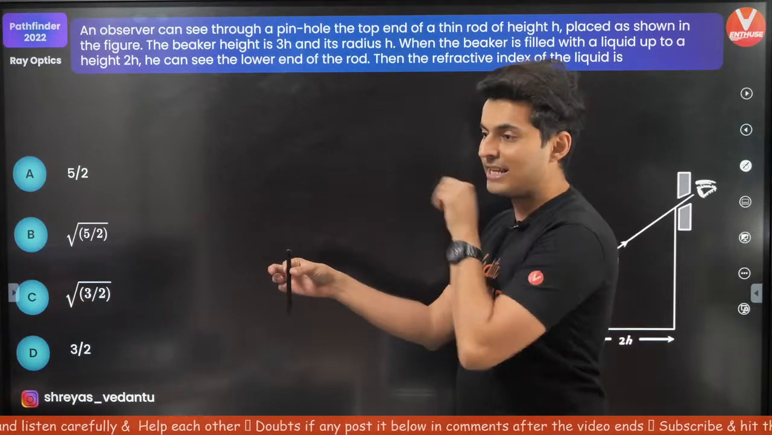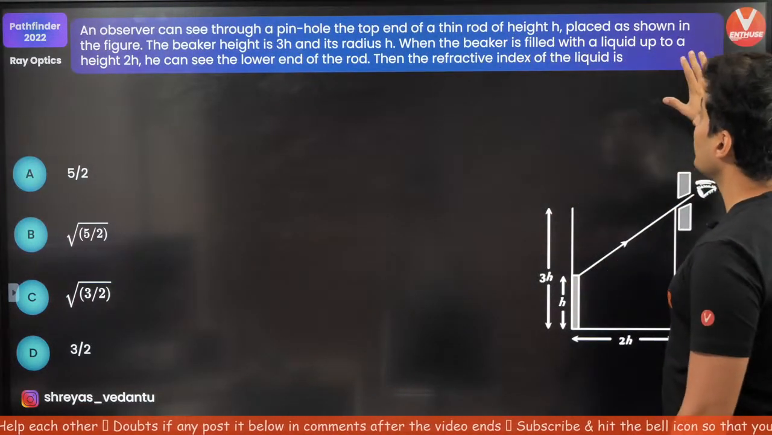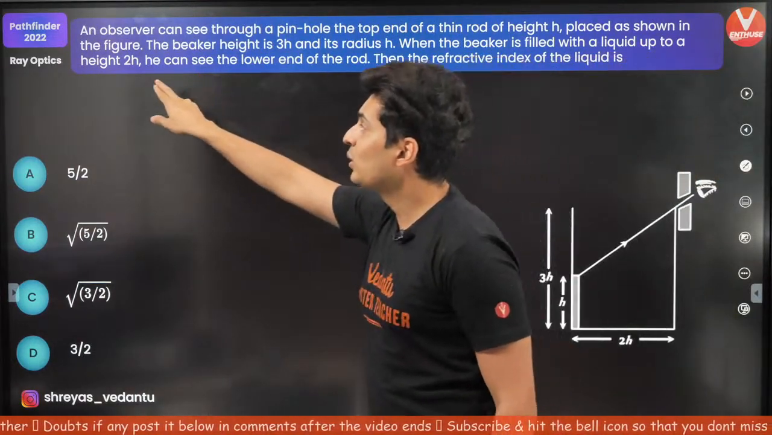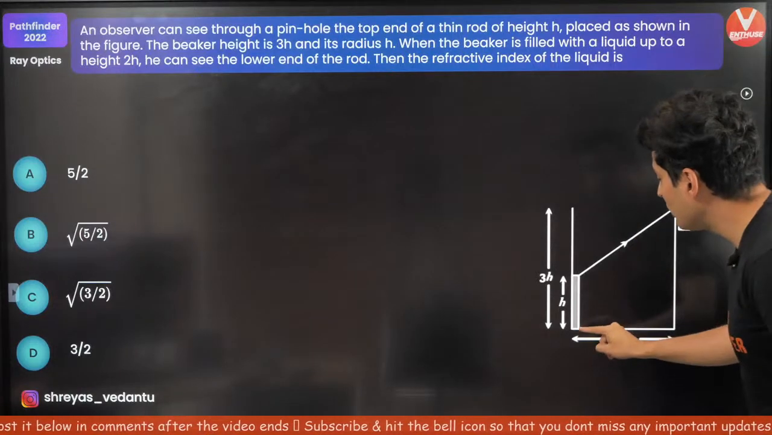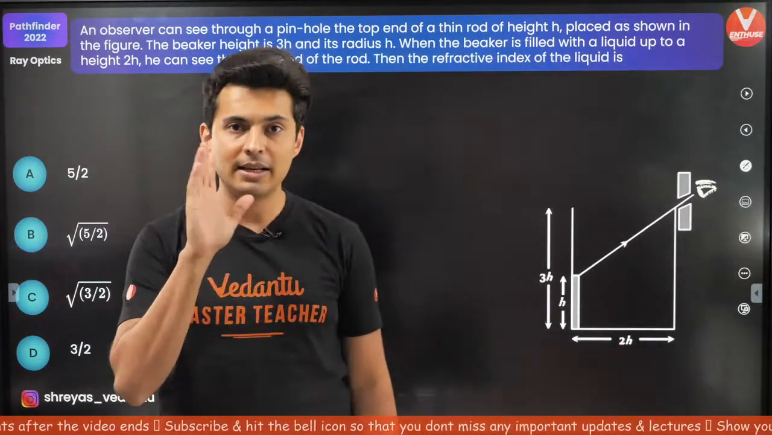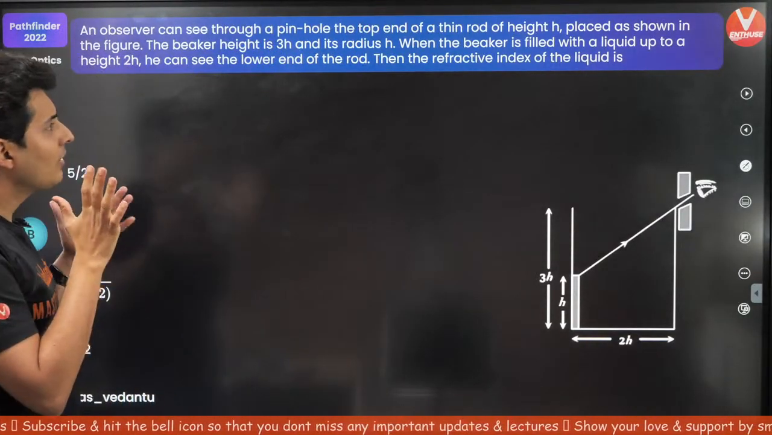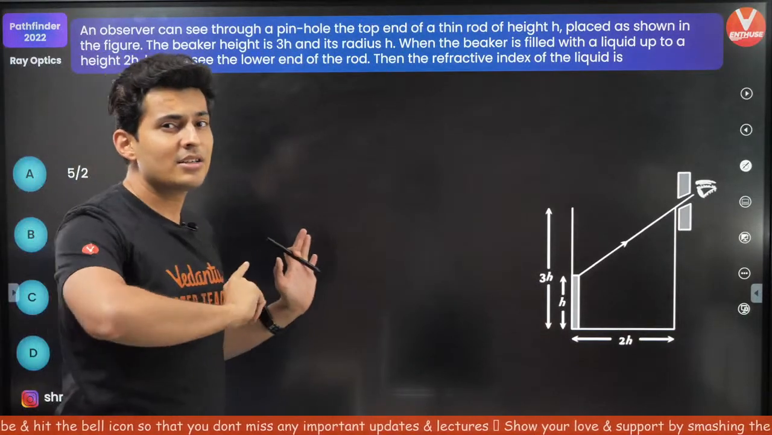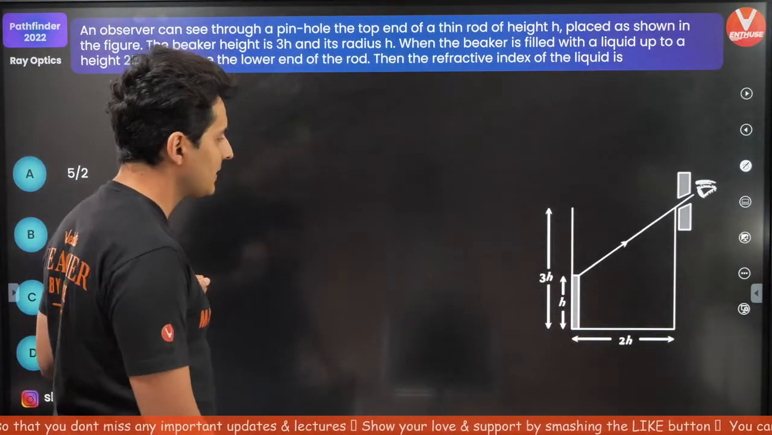Now you pour some liquid in it. And the liquid is poured till a height of 2h. Now he is able to see the lower end of the rod. Very, very interesting. Let's see what we do now. Now, the question is, what is the refractive index? It's not a straightforward problem. Let me tell you in advance. Let's try to do this.